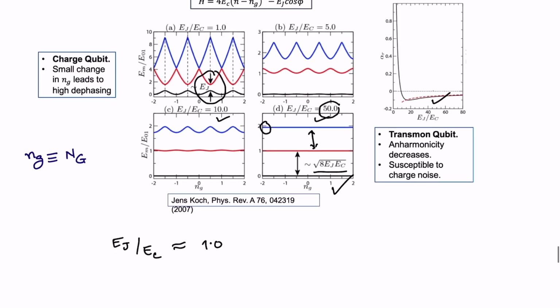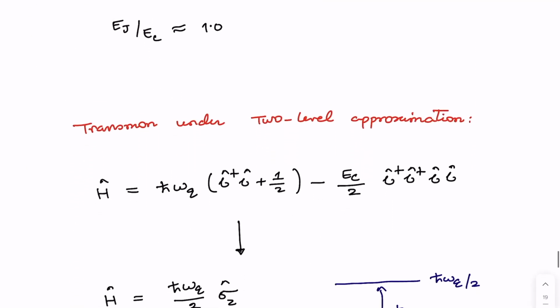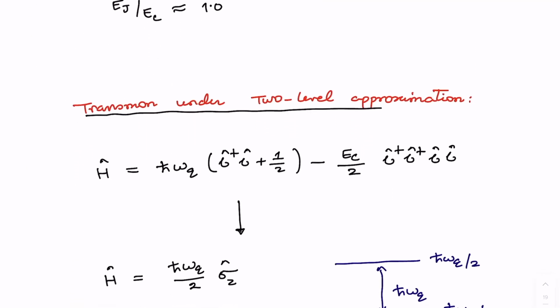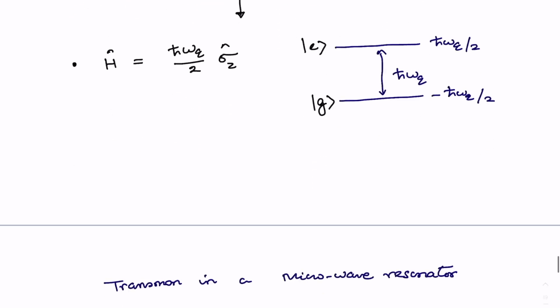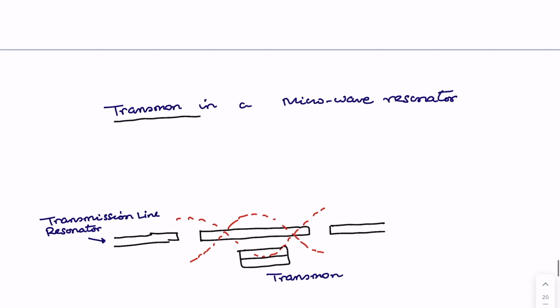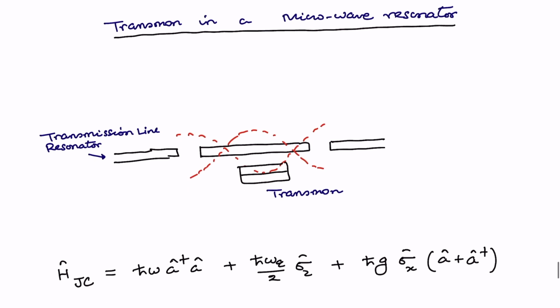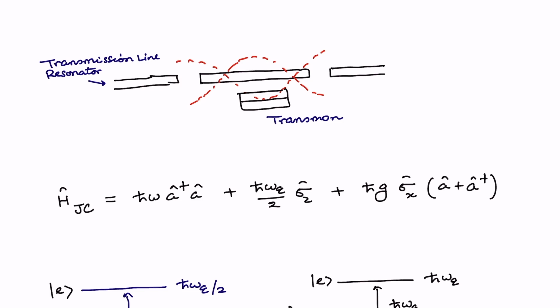If you use it as a two-level atom, then under this two-level approximation, the Hamiltonian for the transmon can be written as a two-level Hamiltonian, and there you have two energy levels: one is the ground state and another is the excited state, and the difference between these two energy levels is ħωq. Then if this transmon is put in a microwave resonator, it is going to interact with the standing microwave present in the resonator, and you can express the whole process by the usual JC Hamiltonian that we have discussed.